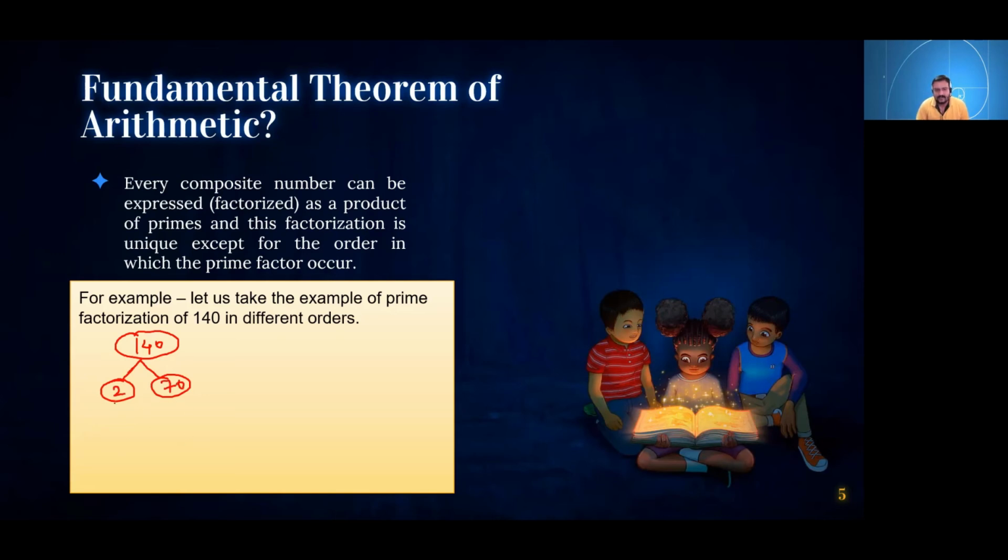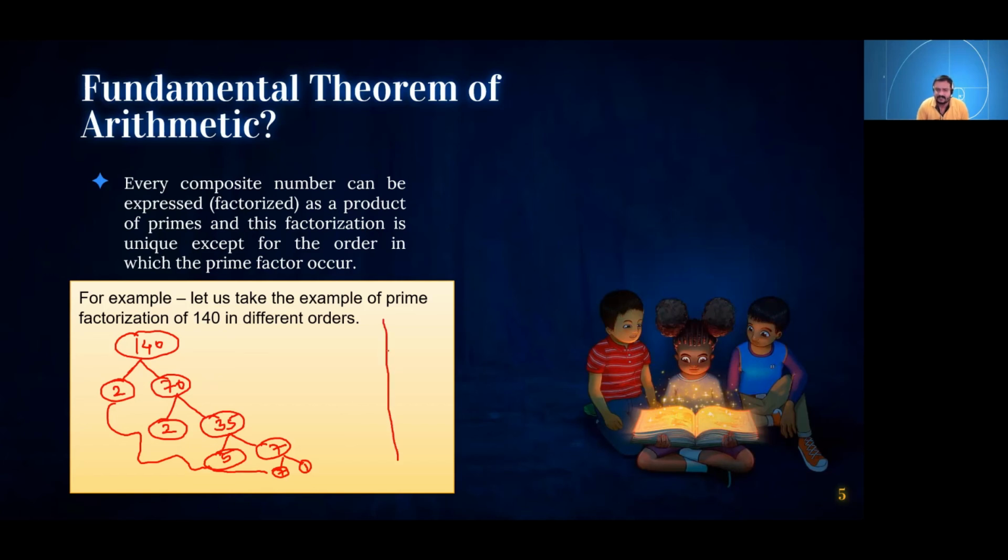Now we cannot split this 2. We have to split this 70 only. This 70 is divisible by 2, so I will divide by 2 and here it will come 35. Now we cannot split this 2; we have to split this 35 only. It is not divisible by 3. The next prime number is 5, so we will divide by 5. Here we will get 7. And at the last, 7 and 1. So these are nothing but the factors. 2, 2, 5, 7 are the factors of 140.